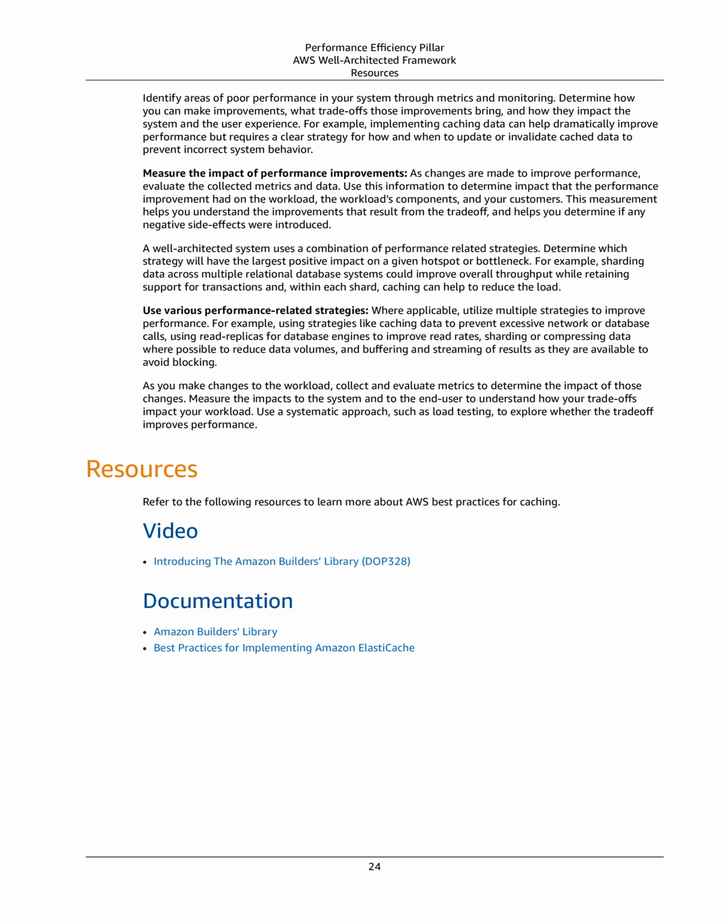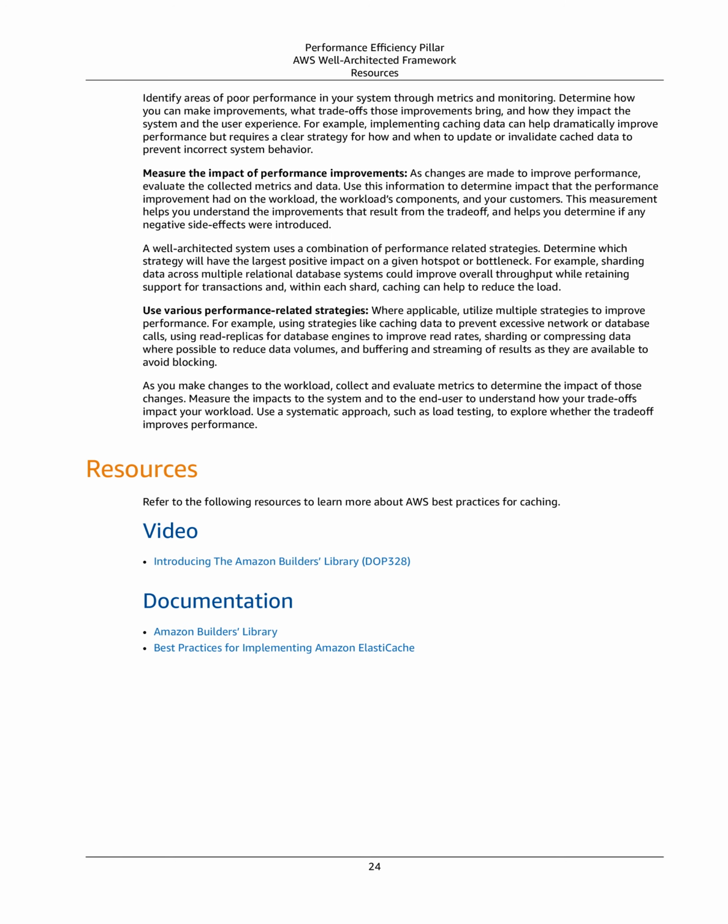Identify areas of poor performance in your system through metrics and monitoring. Determine how you can make improvements, what trade-offs those improvements bring, and how they impact the system and the user experience. For example, implementing caching data can help dramatically improve performance but requires a clear strategy for how and when to update or invalidate cached data to prevent incorrect system behavior.